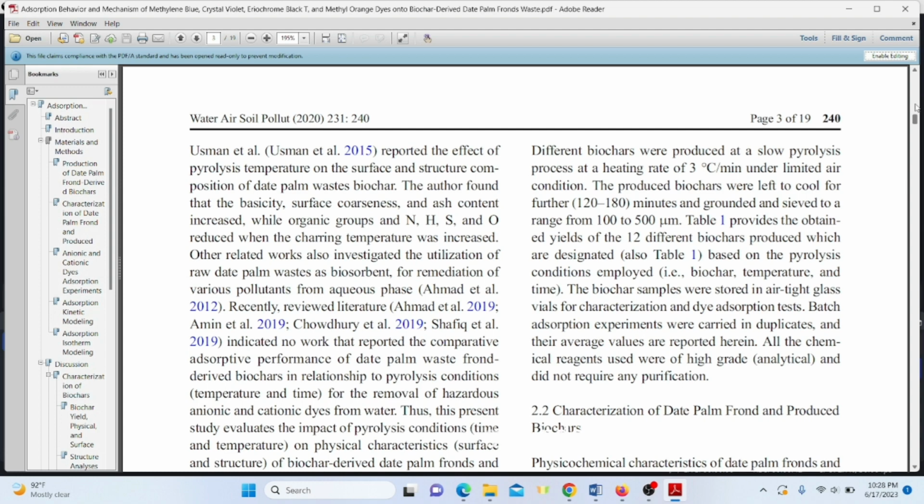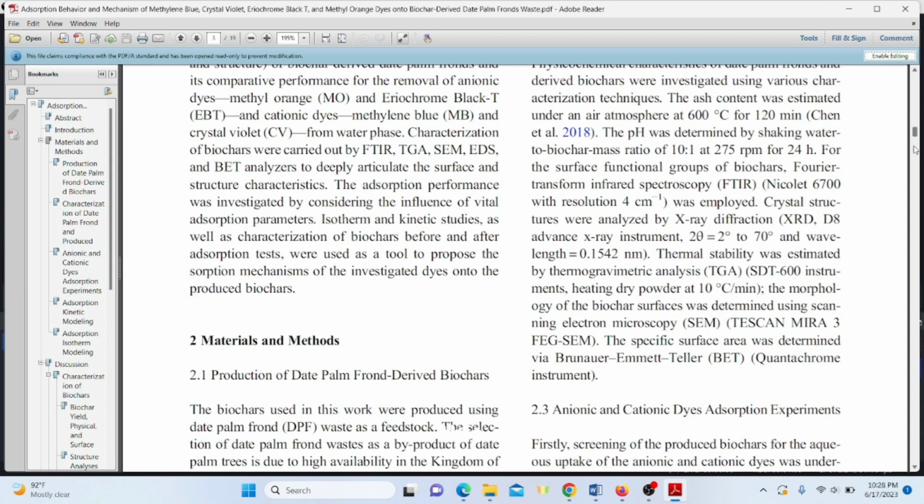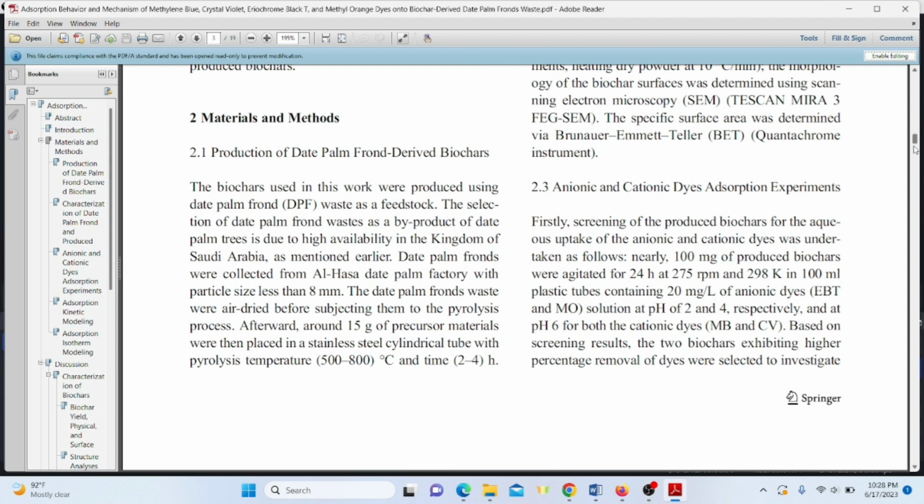Then it is ground, crushed and sieved to a range from 100 to 500 micrometers. Biochar properties are highly dependent on the heating condition, the pyrolysis or ignition condition, that is the temperature and the time. And let's see, this is one of the papers published by my colleague.